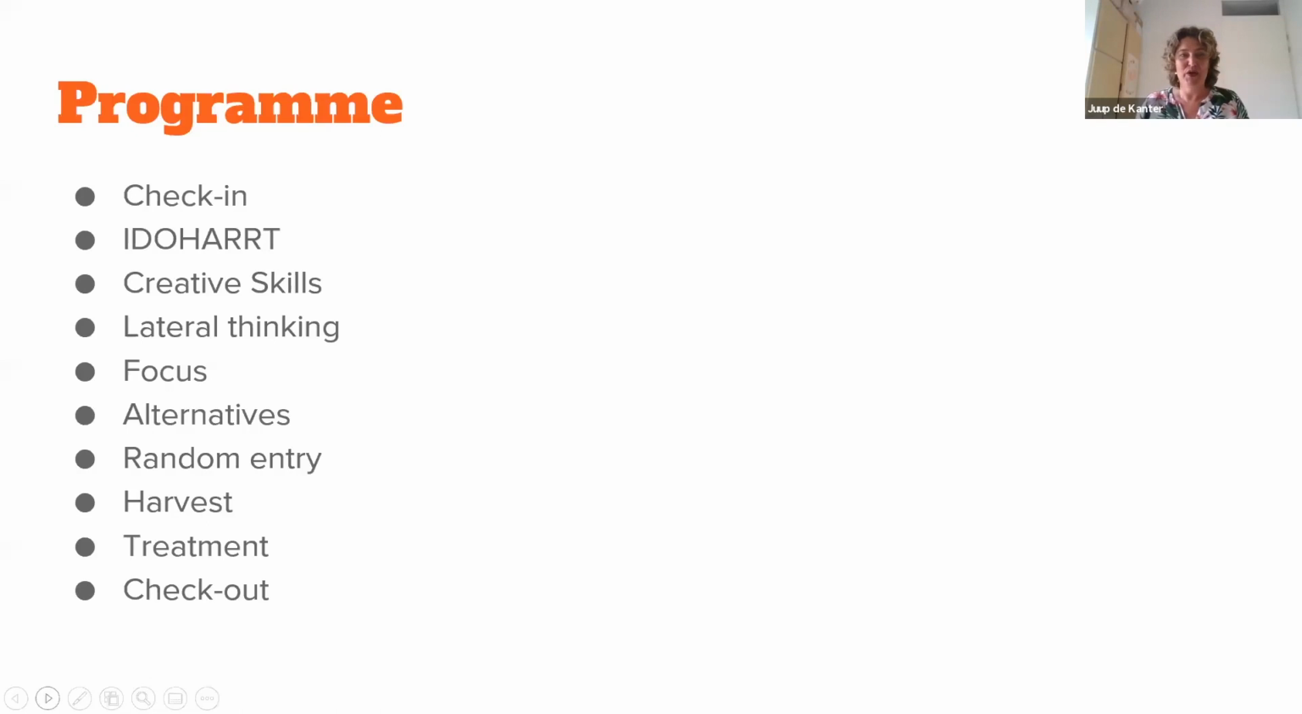What is the program? We start with a little check-in and the IDOARRT, to know the intention of this session and the desired outcomes. Then we train our creative skills, and I take you into the process of lateral thinking. We also end this session with a check-out. The 5 steps of lateral thinking are focus, creative techniques like alternatives and random entry, and also harvesting and treat and assess ideas. So that is the program of today.